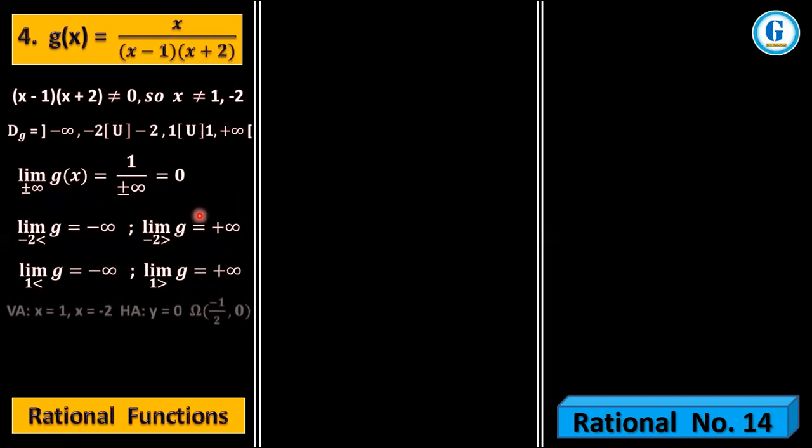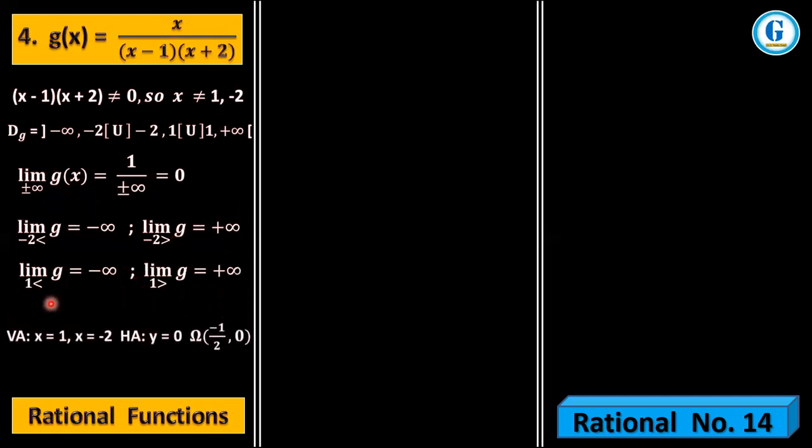We do the same thing for x as it tends to 1 from below and above, and these are the limits we obtain. From the domain of definition, we have the vertical asymptotes to be x equals 1 and x equals negative 2, and y equals 0. Therefore, our center of symmetry is the average of the two vertical asymptotes, which is negative half, and y value of 0. When x equals 0, y equals 0, so our intercept passes through the origin.